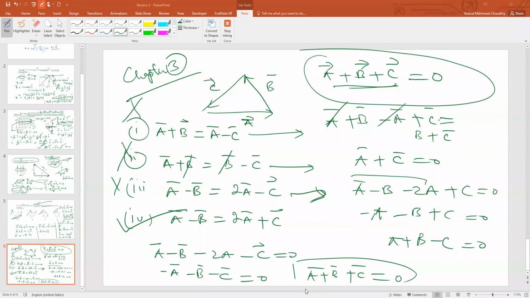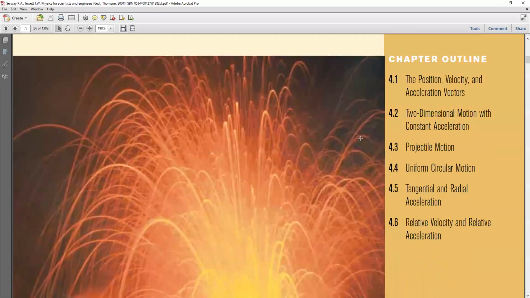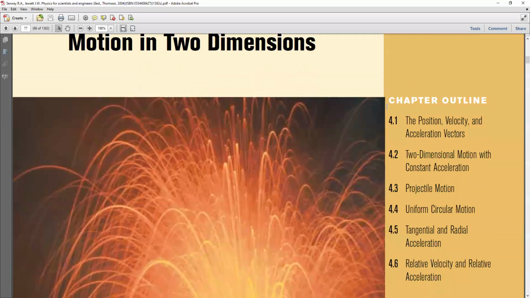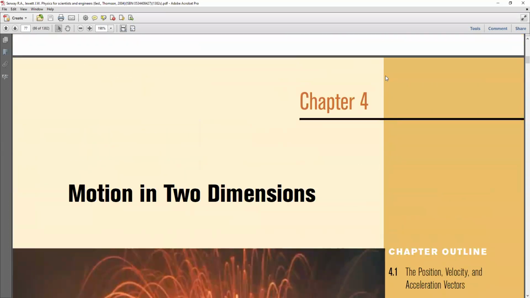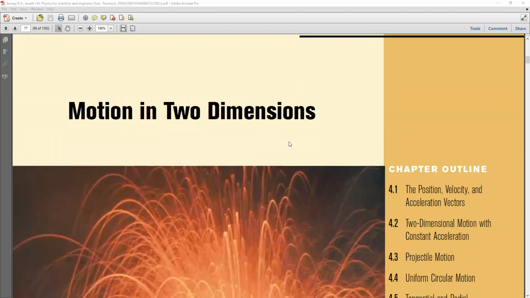Now you can see, I'm sharing this, your chapter number 4. Okay, you can see this one. So in chapter number 4, you can see that this is about motion in 2 dimension. This is motion in 2 dimension.